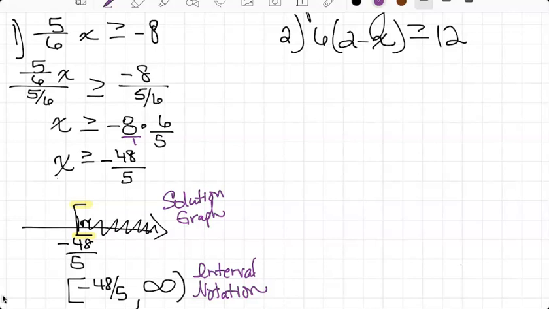Let's take a look at the next example. We have 6 times, in parentheses, 2 minus x, greater than or equal to 12. So if this didn't have an inequality, I would just distribute my 6. So I'm going to do the same thing. 6 times 2 is 12. And 6 times a negative x is a negative 6x. That's greater than or equal to 12.